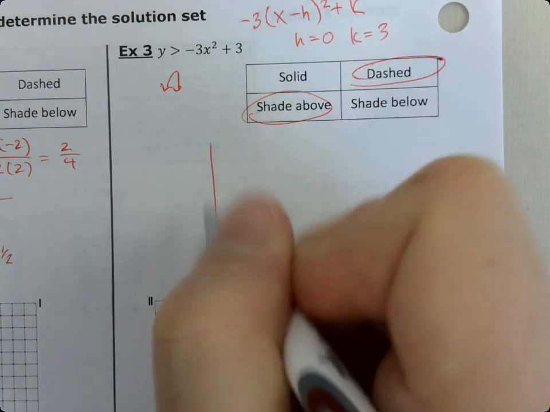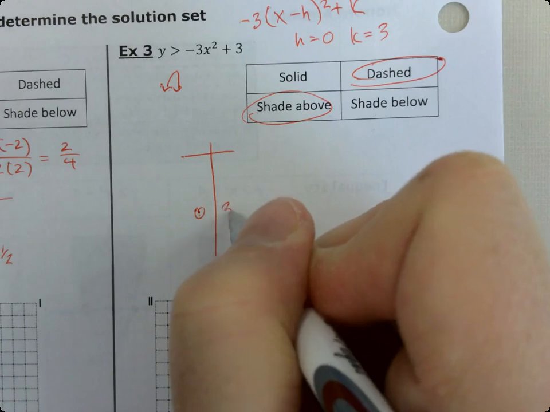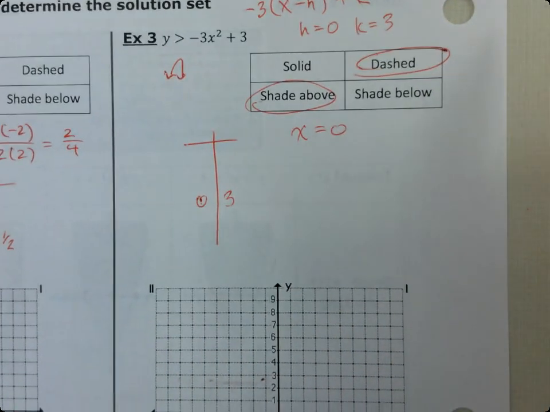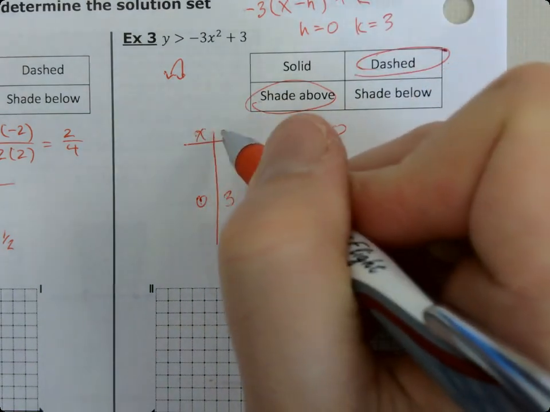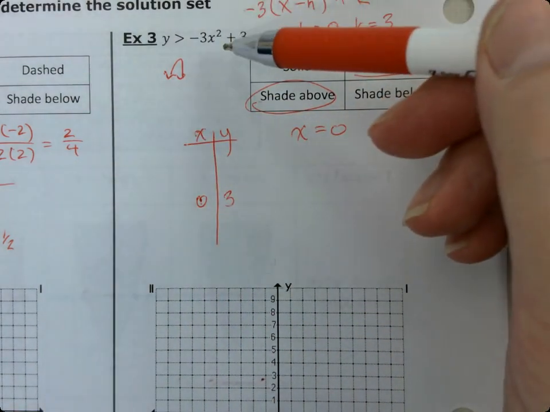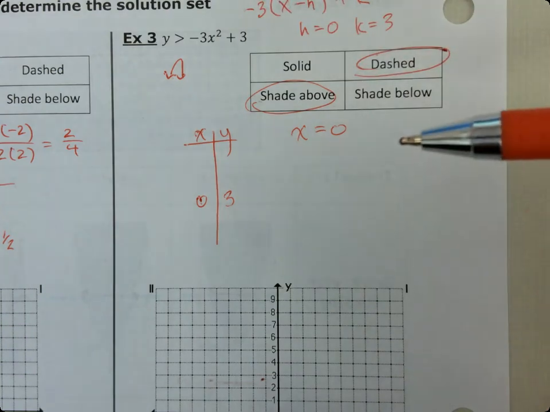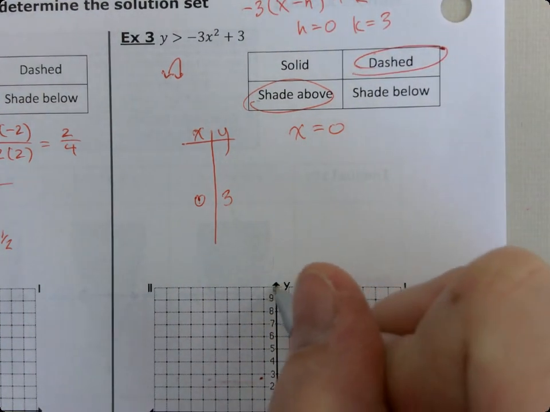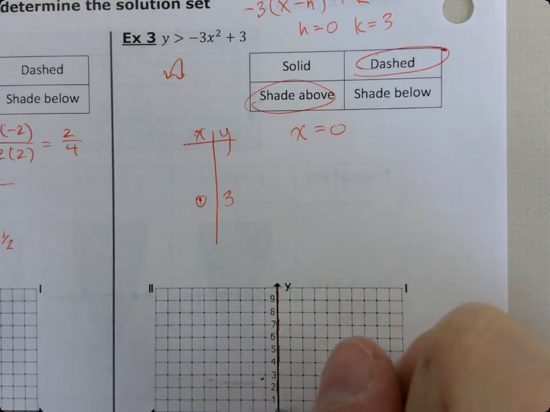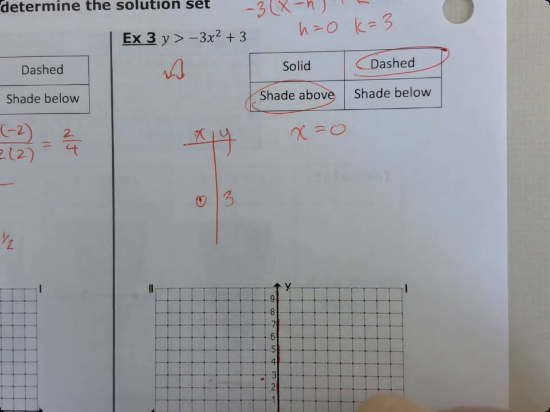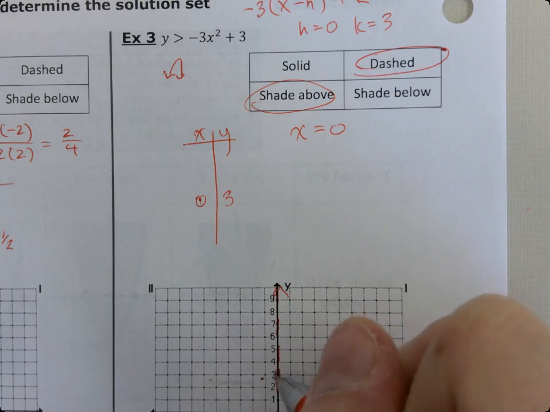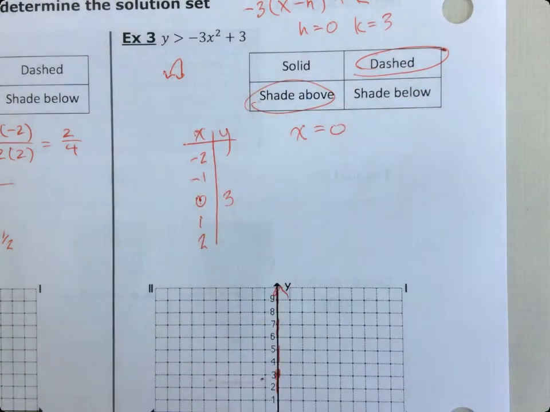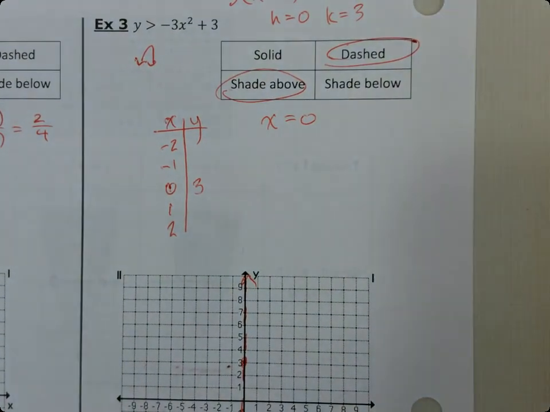So that's my vertex, and my axis of symmetry is x equals 0. If you don't want to do it that way, you could have done it in standard form and done negative b, which is 0, over 2 times negative 3. All right, so now that we've got 0, 3, I'm going to go ahead and graph my axis of symmetry. You can plot your vertex, and then we need to build around it. So negative 1, negative 2, 1, and 2. So go ahead, let's get those values.